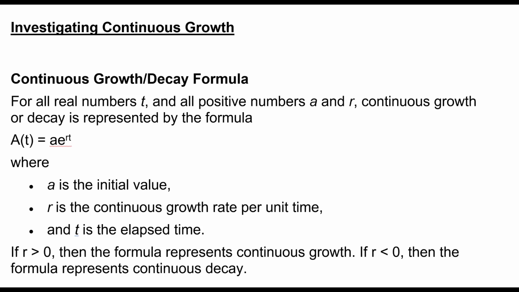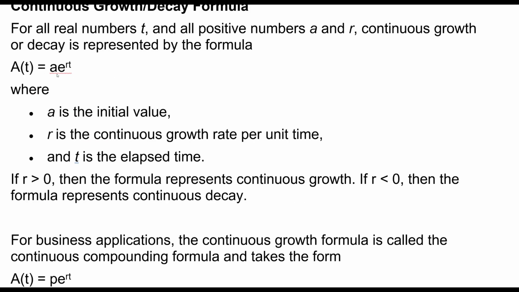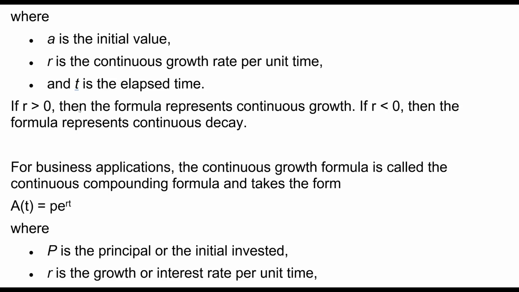For all real numbers t and all positive numbers a and r, continuous growth or decay is represented by the formula A(t) = a e^(rt), where a is the initial value, r is the continuous rate per unit time, and of course e is e, that irrational number, and t is the elapsed time. If r is greater than 0, then the formula represents growth. If it's less than 0, then it represents continuous decay.